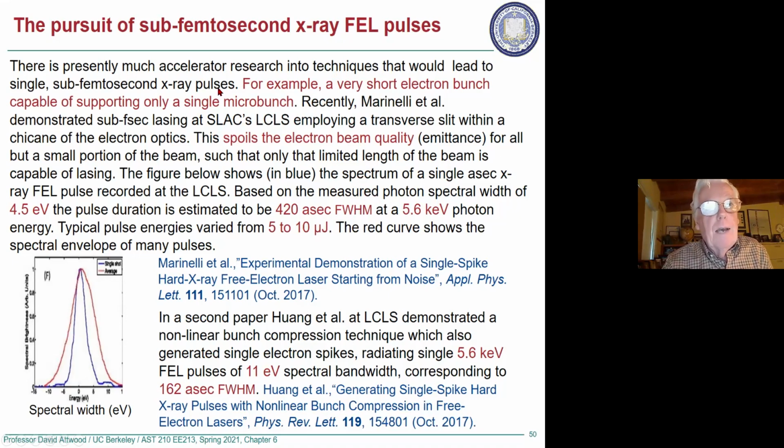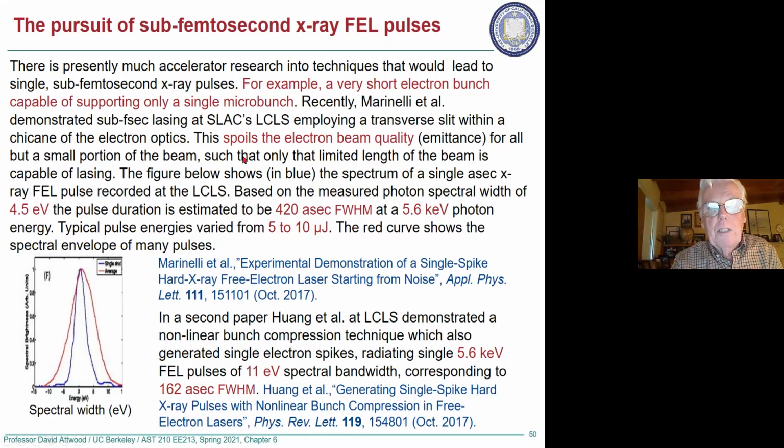So how could you do it? For example, if you had a very short electron bunch, as we were saying before, so that it only supported a single microbunch. So maybe you had a way to make that pulse not 21 microns long, but something a lot shorter, okay? That would be a way to get down below a femtosecond.